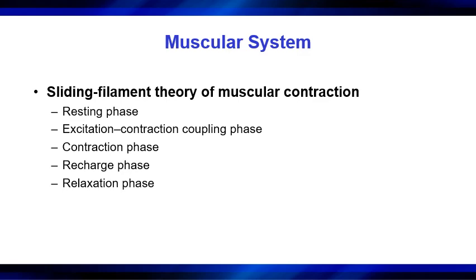This is when the stimulation from the motor nerve stops. Calcium is going to get taken back into the sarcoplasmic reticulum. You're going to get a resetting of the myosin head position, and that basically puts the muscle back into a resting state. Okay, so those are the 5 phases.